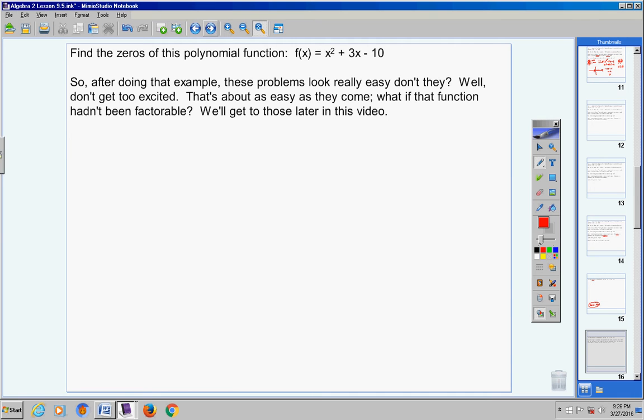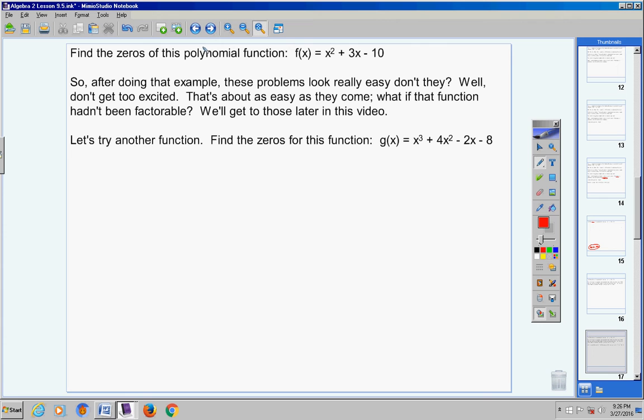Alright, here we go. Let's try another function, okay? Find the zeros for this function here. Okay, so copy that in your notes, please. And here we go. Now I'm asking you to find the zeros, which is the same thing as finding the what? X-intercepts, which means you put 0 in for what? Y. Here's your y right here, so put a 0 in for y. 0 equals x cubed plus 4x squared negative 2x negative 8.